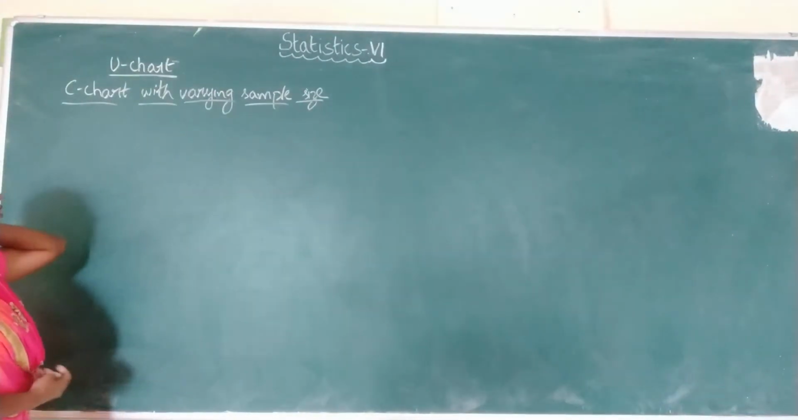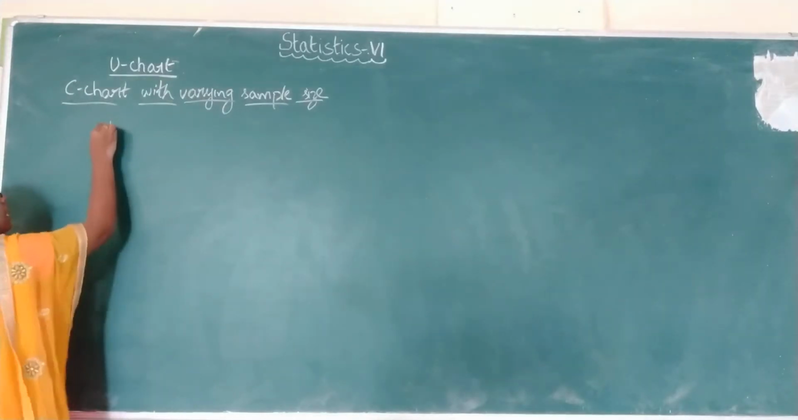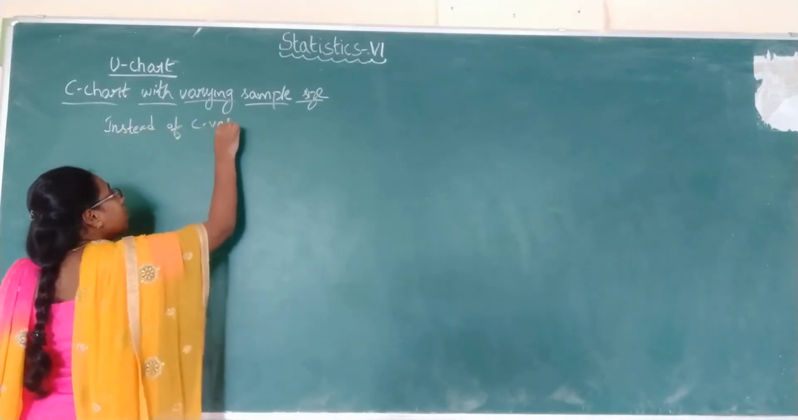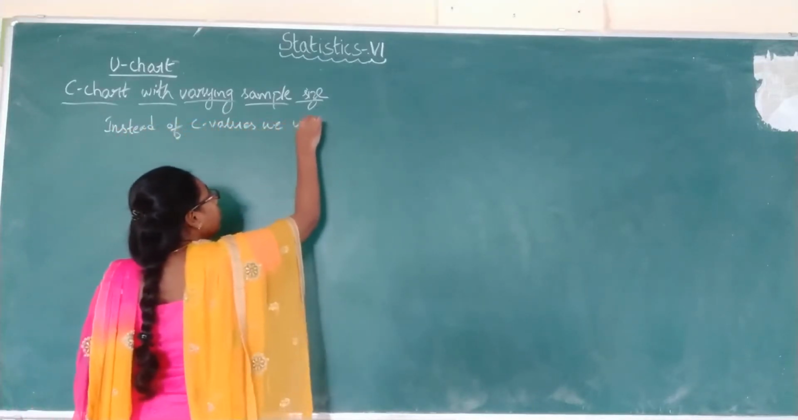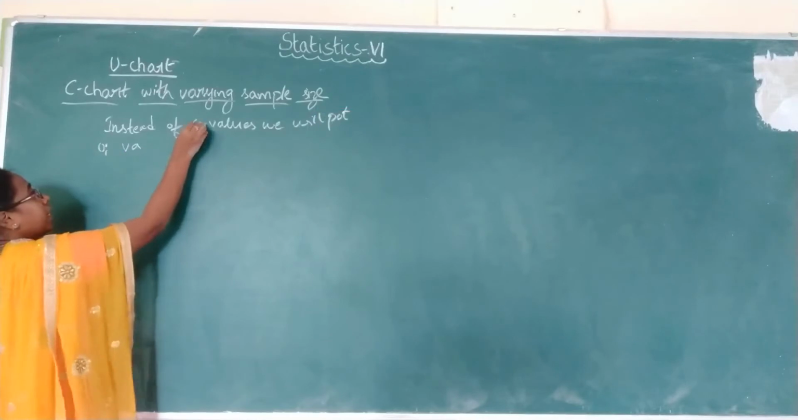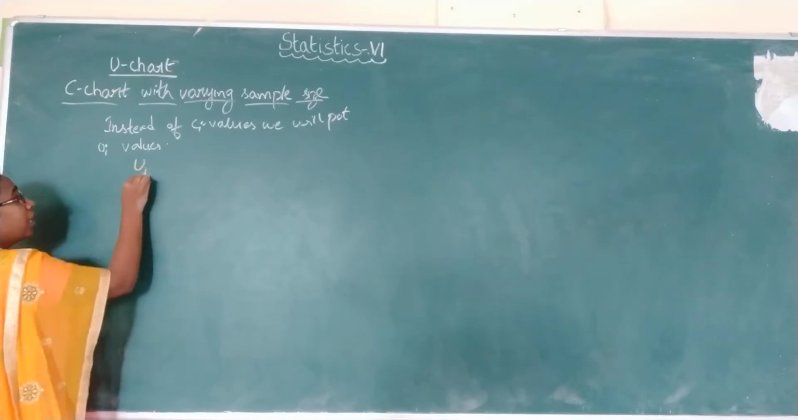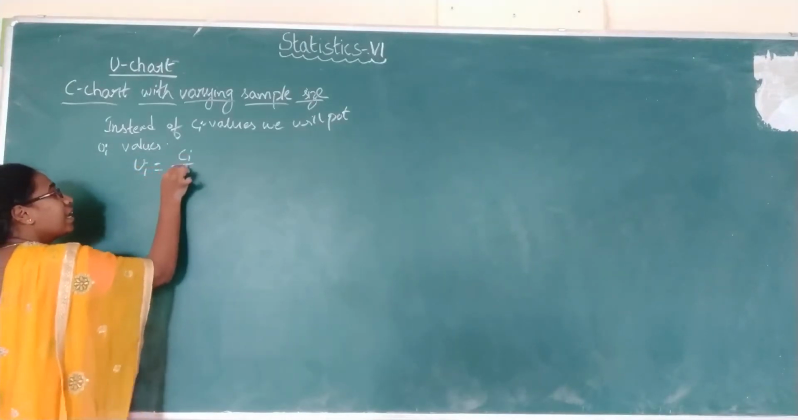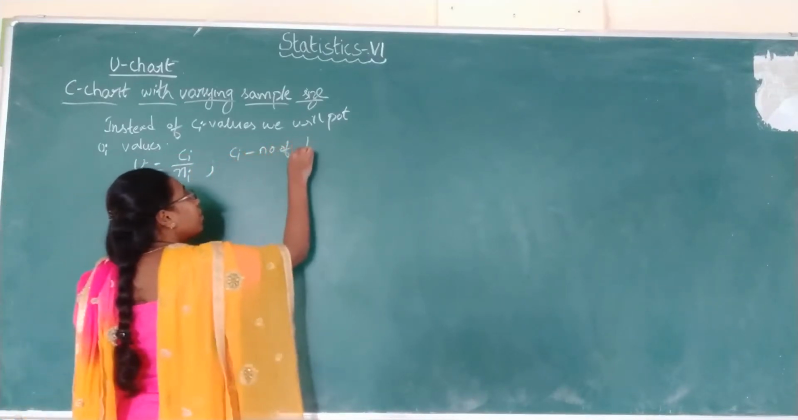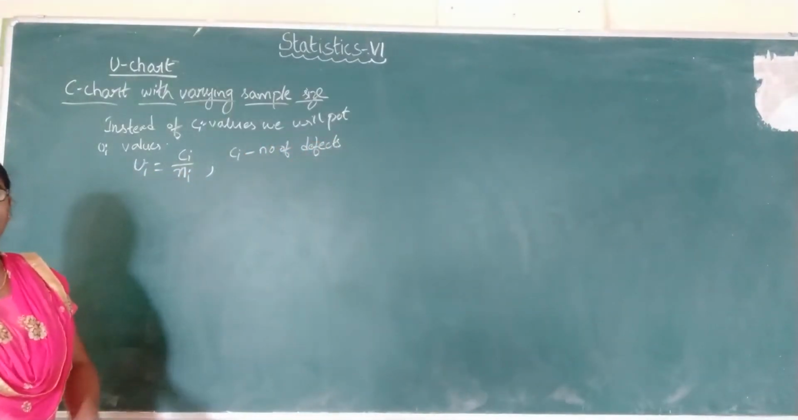In the C chart we used to plot the Ci values, that is the number of defects. In the U chart, instead of C values, we will plot U values. We will be plotting all the Ui values. So what are Ui? Ui equals Ci by ni. Here Ci is the number of defects, which will be specified in our question.